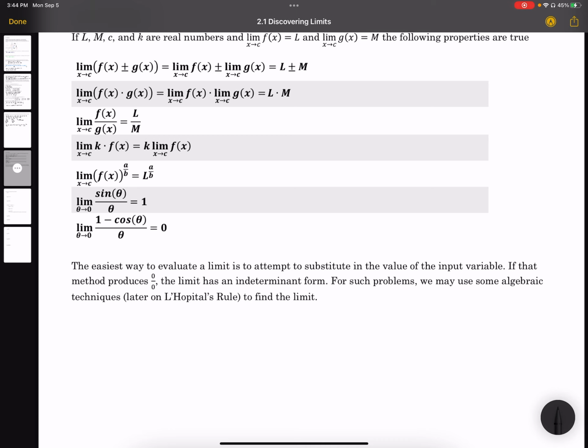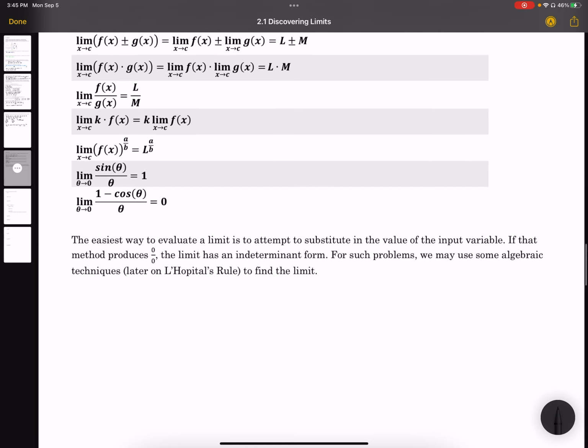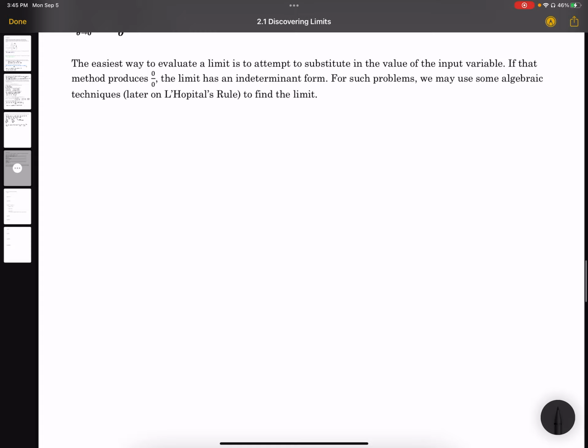If that happens, there may be some algebraic techniques that we can use to simplify the problem or remove the problematic value, and then try to evaluate the limit again. Later on in calculus, instead of using algebra, we'd use L'Hopital's rule to do this. But right now, we're just going to use some algebraic methods to find the limits for indeterminate forms.